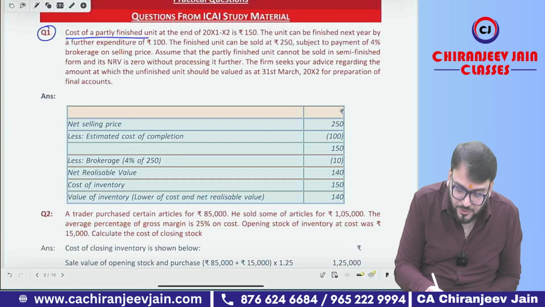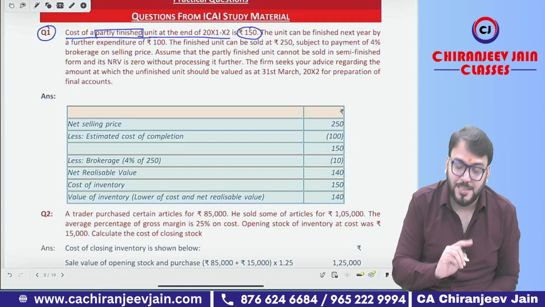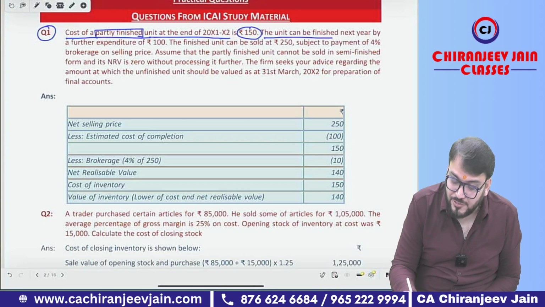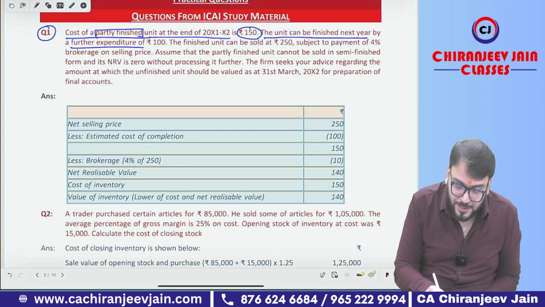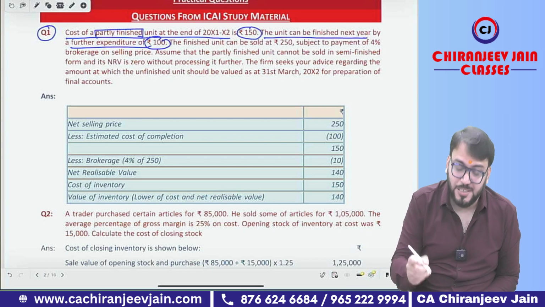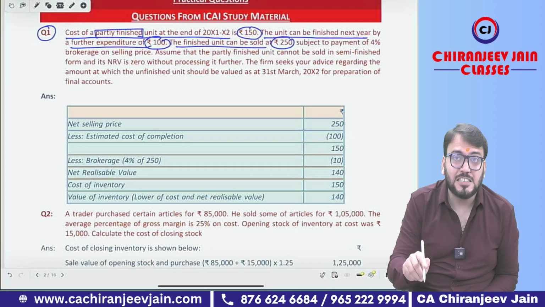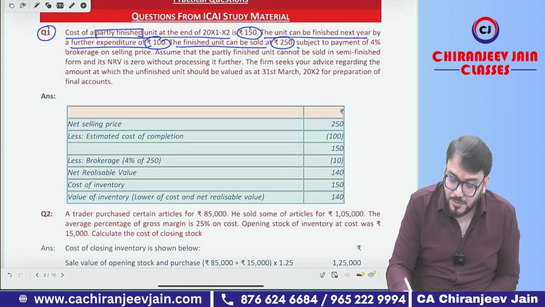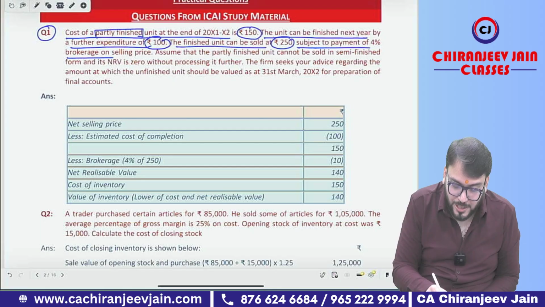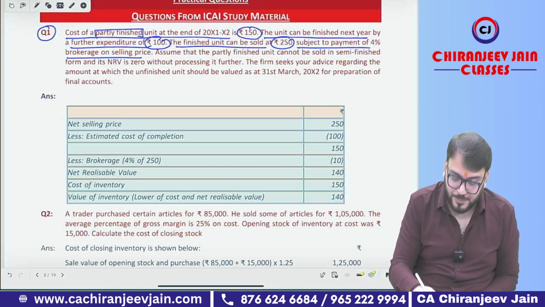Cost of partly finished unit. Partly finished means what? WIP. At the end of 2001-2002 it is 150. This is the cost price. The unit can be finished next year by a further expenditure of 100. This is the cost to complete. The finished unit can be sold at rupees 250. This is the estimated selling price of finished goods, subject to a payment of 4% brokerage on selling price. This is the estimated selling expense.